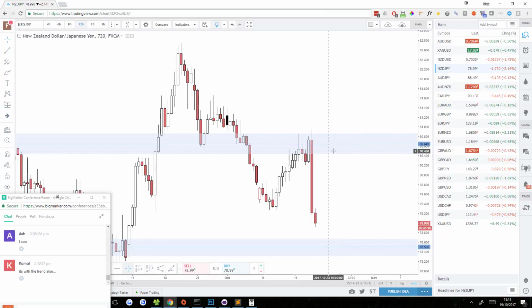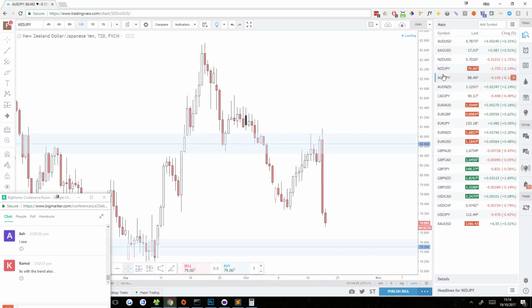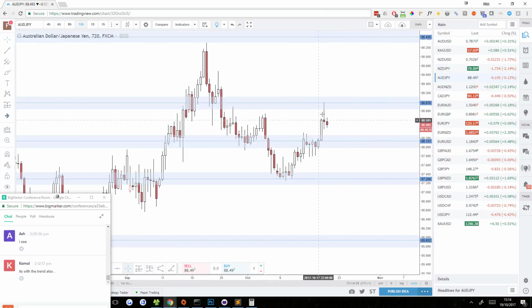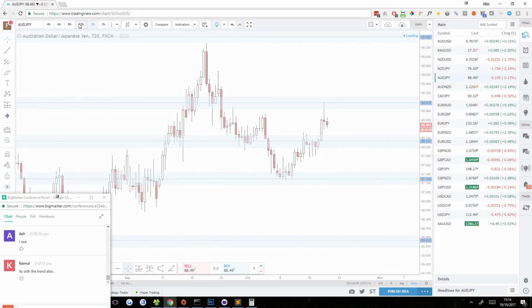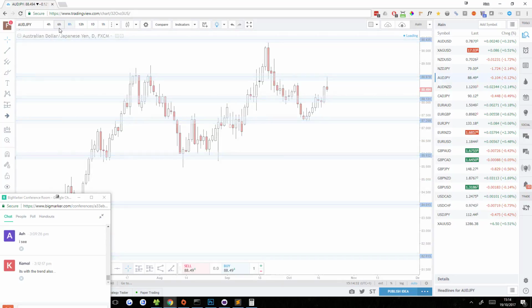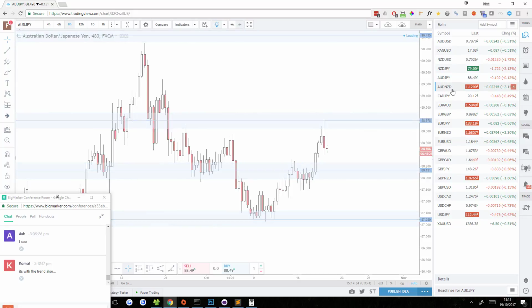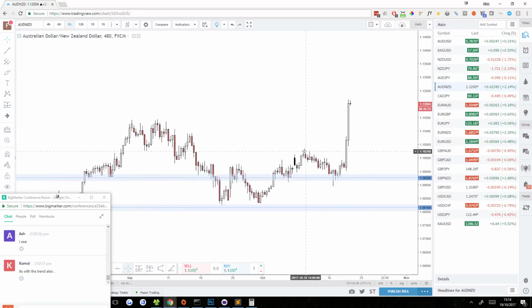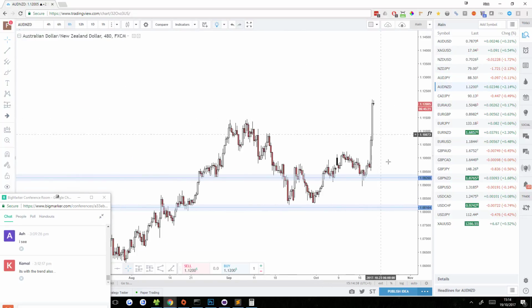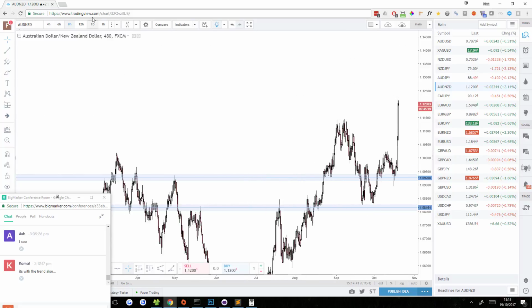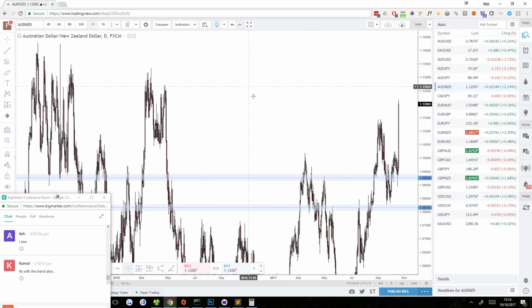New Zealand JPY, nothing really happening on there right now. AUD JPY, it's forming in between support resistance. There's not much going on there. All right, AUD New Zealand, that has shot up. I don't really have support resistance to cover these highs on AUD New Zealand.